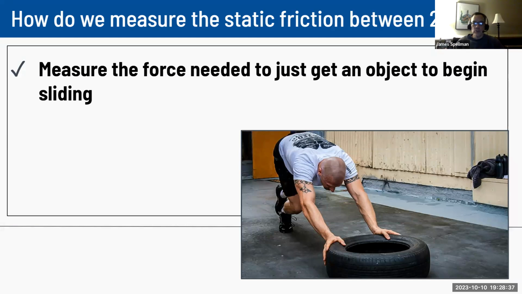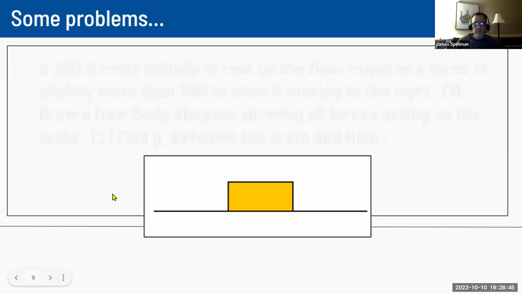So again, we can't really measure static friction without pushing it. And so once we get it to move, then we know that we've overcome that amount. And so that's going to give us an idea.